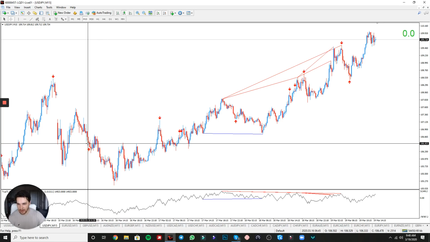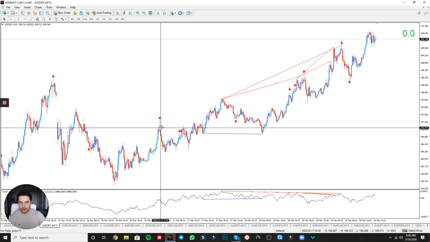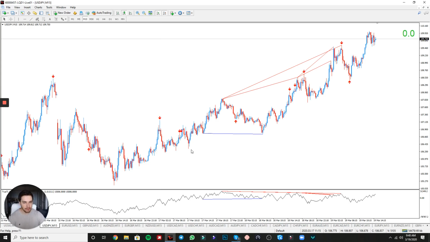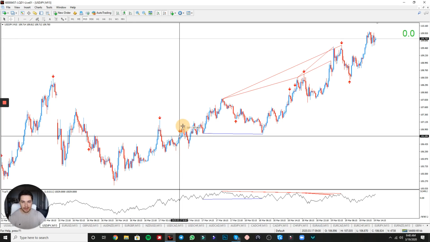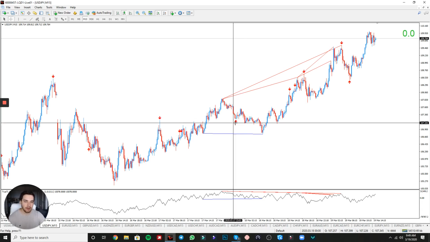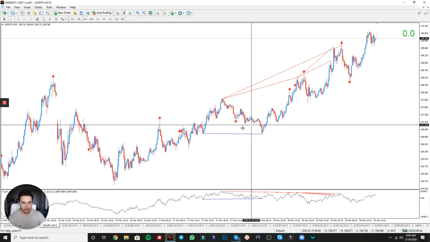If you would have gotten in right here, obviously that would have been a losing trade. If you would have gotten in right here at the close of this candle, you would have caught around 67 pips. Right here, this would have been a losing trade, assuming you used a stop loss or didn't use a stop loss. This one right here would have been clearly a losing trade because it kept on going up.